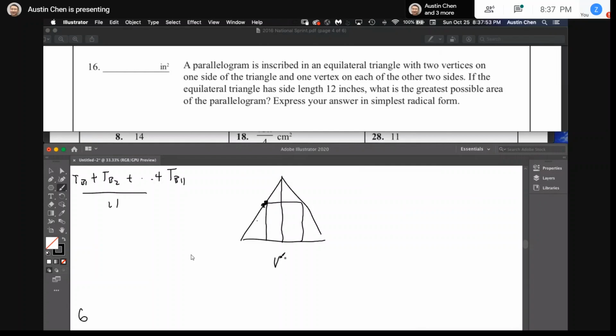So we know that this length is 12, so this length is 6. If this is the midpoint, then this is going to be 3. So then this is going to be 6. And then you can just use the 30, 60, 90 that we still have to find that this is 3 root 3. Then you just multiply these together. That's 18 root 3.